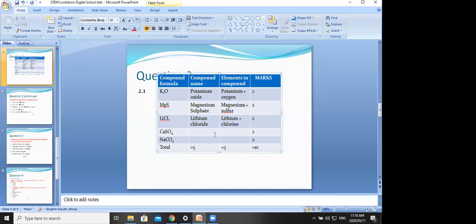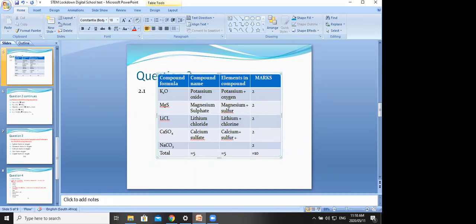CaSO4. Calcium sulfate. The elements that are forming up this compound? It's calcium and sulfur, and what? Oxygen. And oxygen.